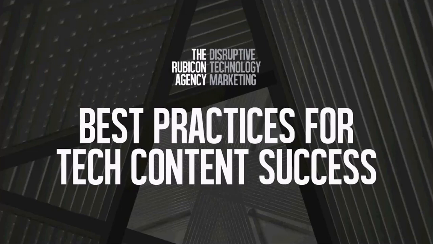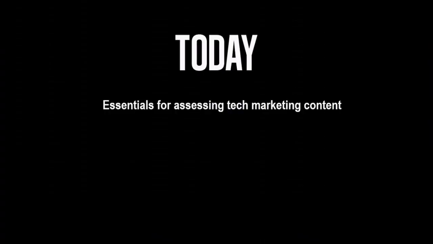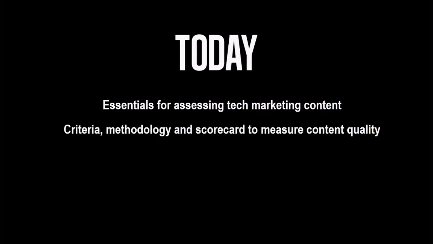So before we start, let's take a quick look at what we're going to learn today. First, we'll take a look at the pre-flight checklist, the essentials for assessing your content. Now, rarely will you start an exercise like this with a green field, so before you go too far, it's important to understand the quality of what's currently in circulation. Then we'll take a look at the criteria, the methodology, and the scorecard for measuring content quality, and this is the nub of our M4 process.